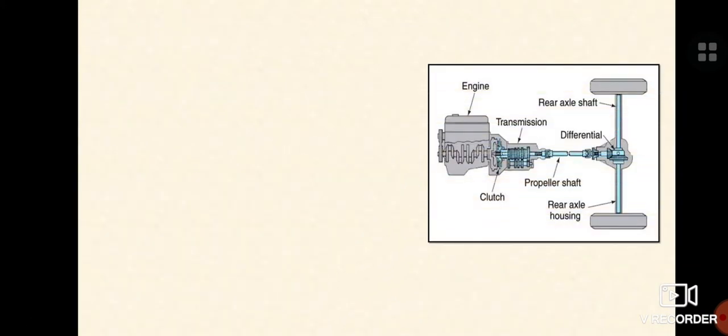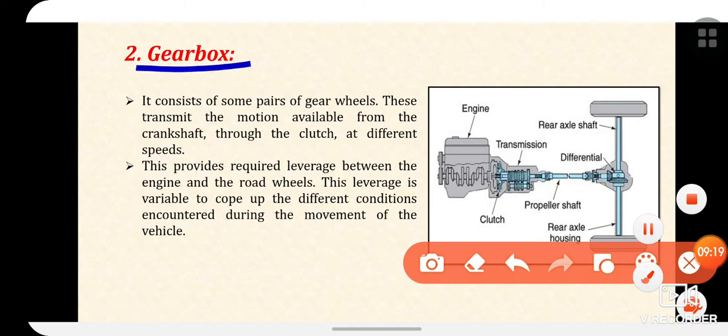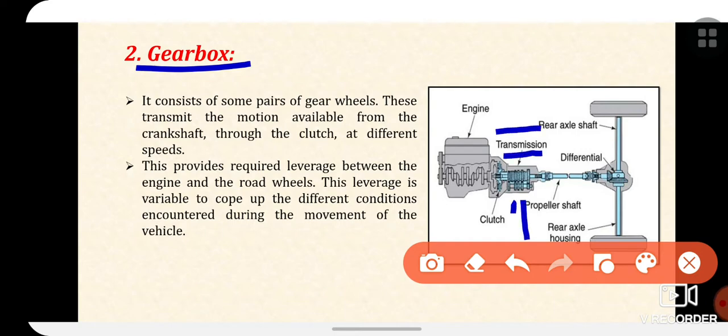The next component of the transmission system is the gearbox. This is a very important part of the automobile. So here, as we have discussed in the previous slide, this transmission system consists of the gearboxes.